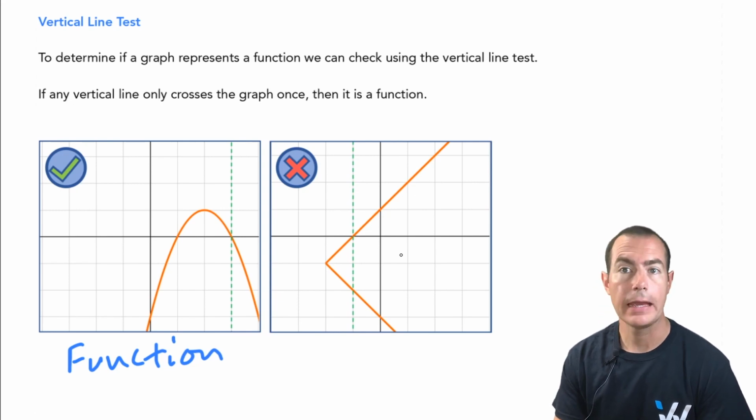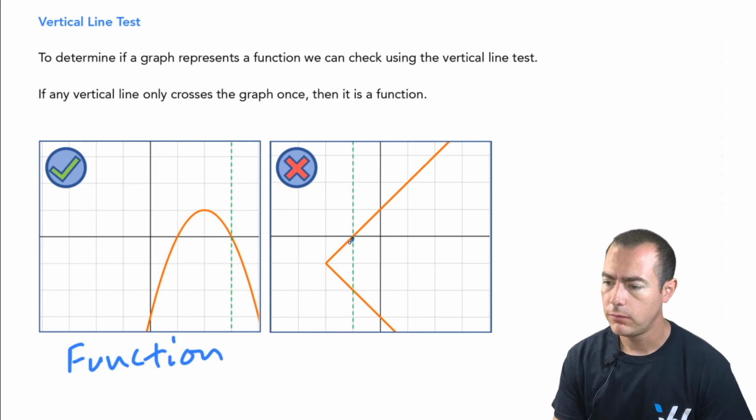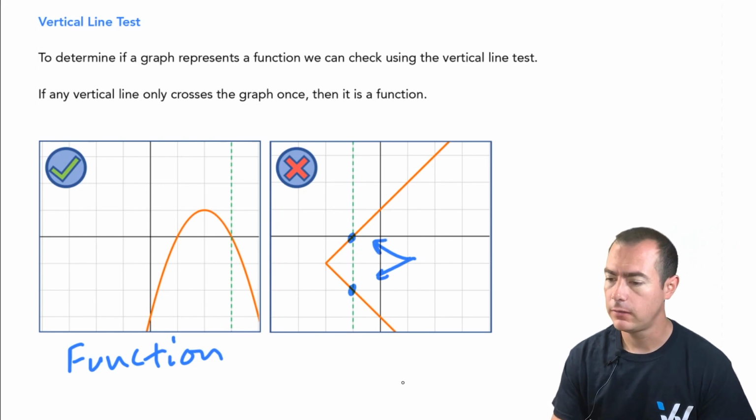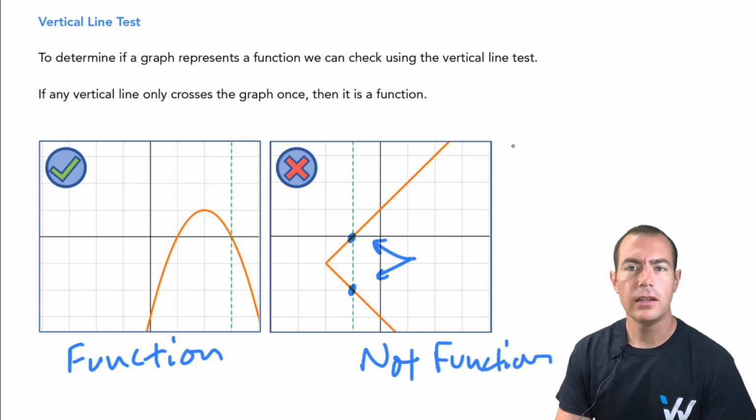Here I have a graph. It looks like a sideways V, and it has a few problems with this test. Here I've drawn a vertical line, and unfortunately it crosses two different spots. So this fails the vertical line test, and we know that it is not a function. All right, and that's just a little bit about functions.